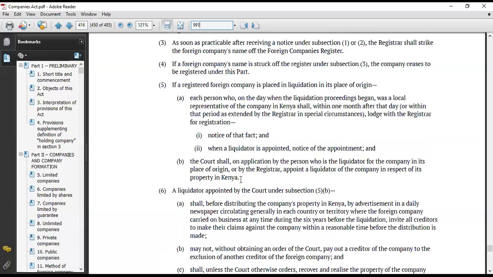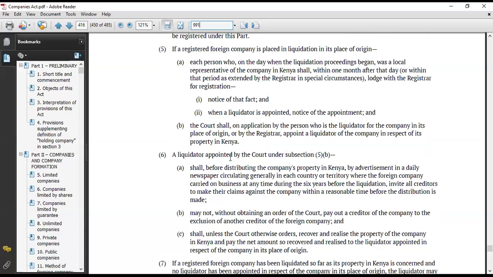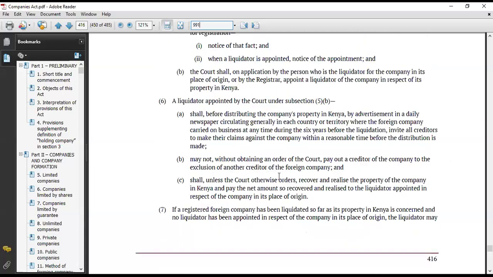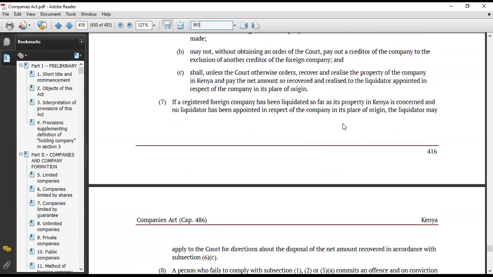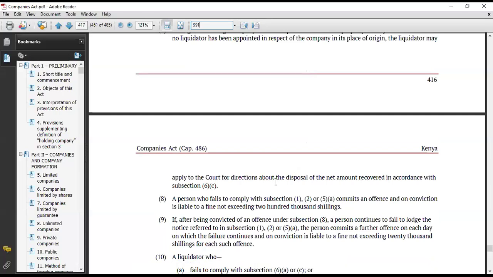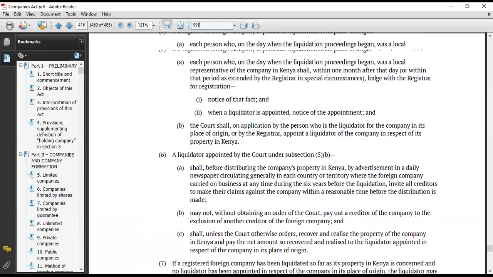A liquidator appointed by the court under 5B shall, before distributing the company property in Kenya, by advertisement, pay creditors. If a registered foreign company has been liquidated so far as its property in Kenya is concerned, and no liquidator has been appointed in respect of the company in its place of origin, the liquidator may apply to court for directions. So the relevant section is subsection 5.